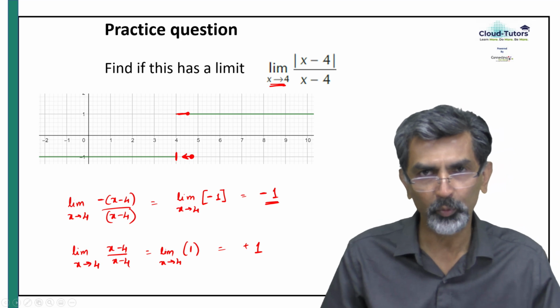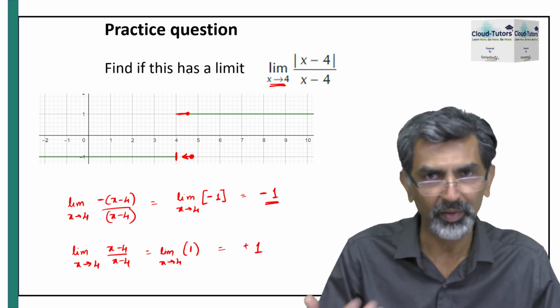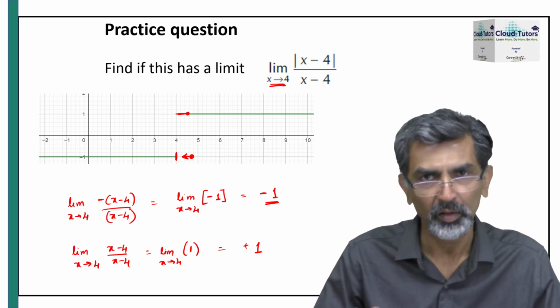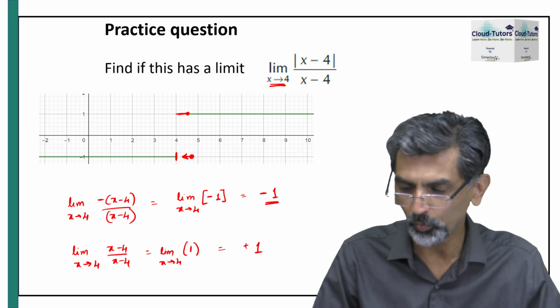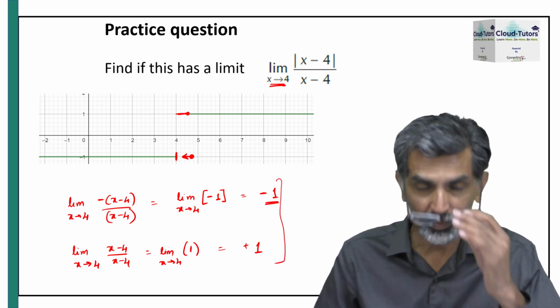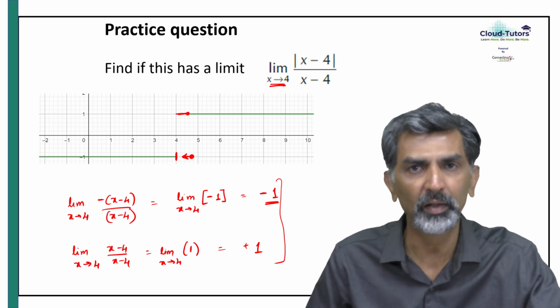So as you approached x is equal to 4 from the left hand side, the function approached negative 1. As you approached x is equal to 4 from the right hand side, the function approached positive 1. And since these two values are not equal, the limit does not exist. We can leave it at that.